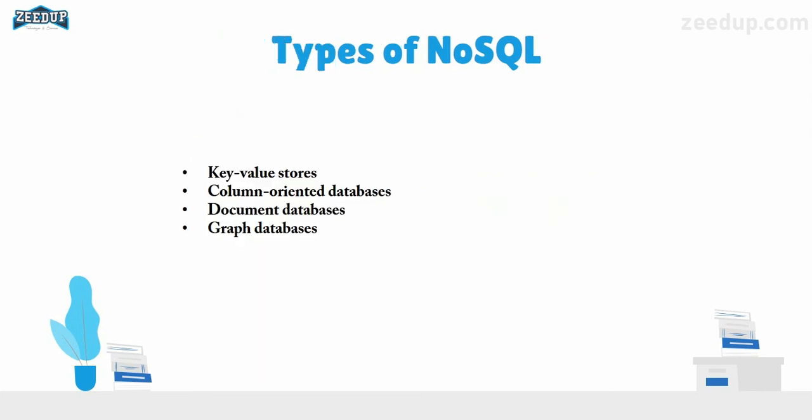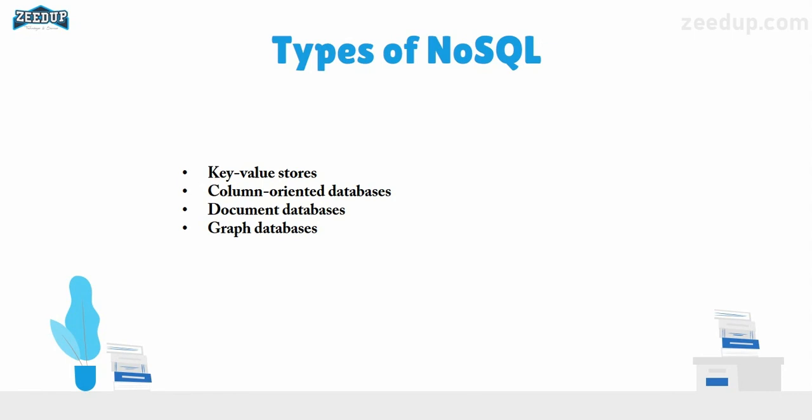Now let us talk about the types of NoSQL databases. There are 4 types of NoSQL databases. The first one is the key value pair based stores. So the data is stored in the form of keys and values. Examples of this database are Riak, Tokyo Cabinet, Redis Server, etc.